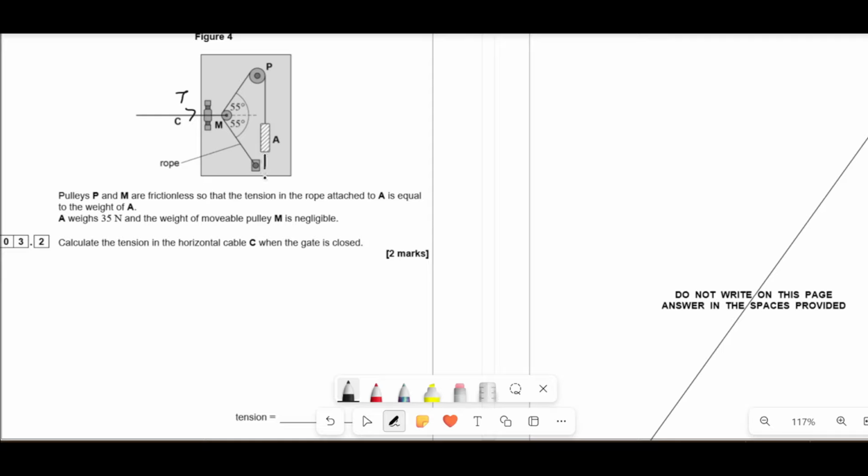So we know that this A is going to drop down here and it's going to yank this C this way, this C to close the gate. And that's going to be your tension here. So I'm going to write its weight here as well, 35.